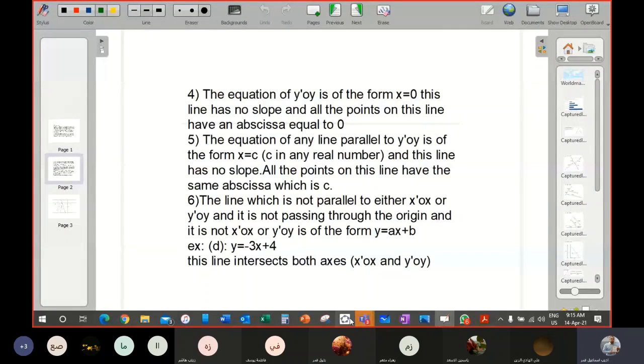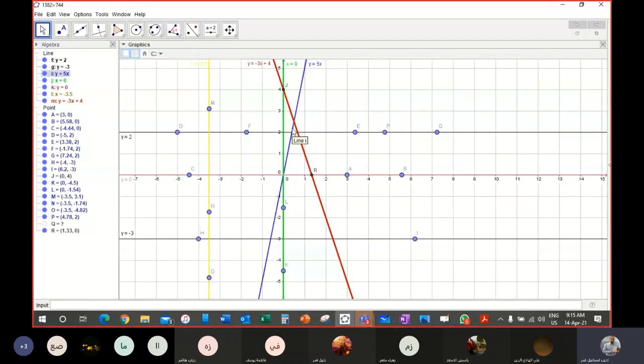So let's take an example. Here, we have this line in yellow, y equals minus 3.5. You can see this line is parallel to y prime of y. All the points, like the point M, the point N, and point O, all these 3 points have minus 3.5 as an abscissa.